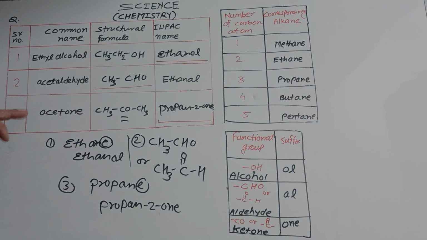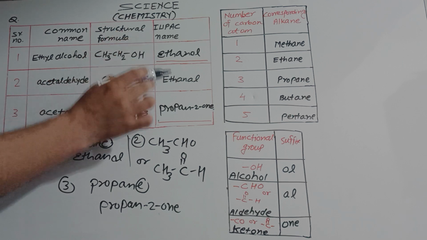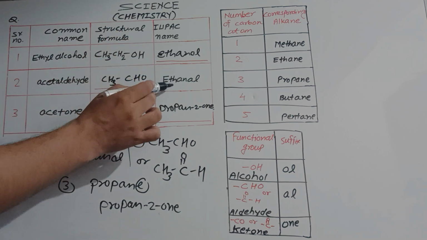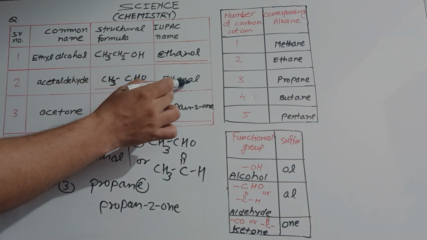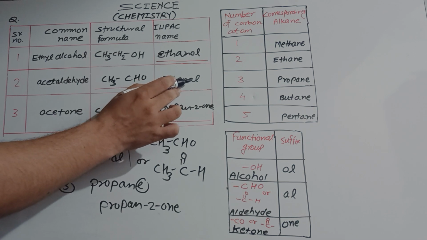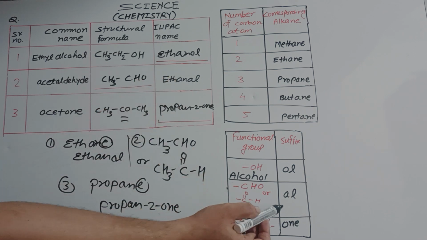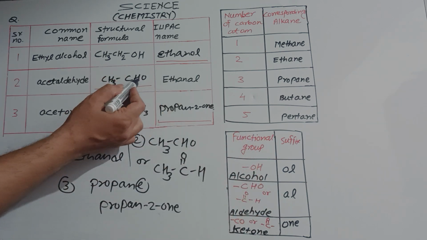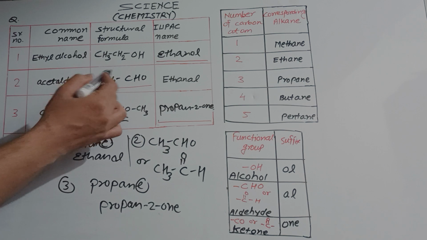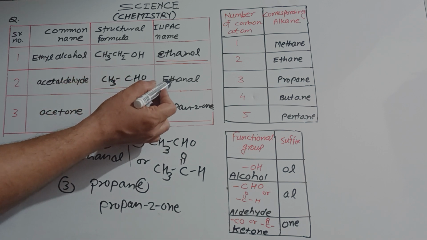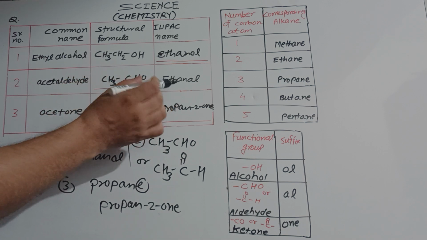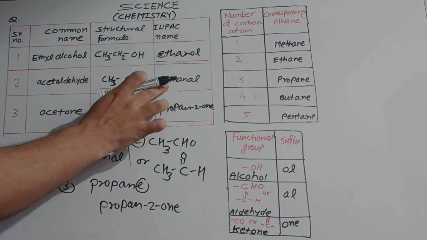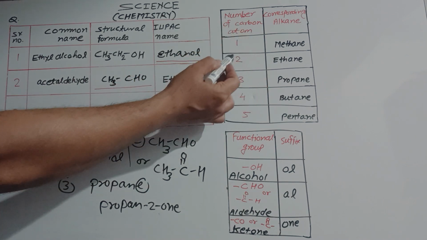Then the next one, for acetaldehyde we have to write the structural formula. The IUPAC name is given here, ethanal, so the suffix is given, ending with AL. For the suffix AL, the functional group is aldehyde, so we'll write the CHO group. Then 1 methyl group we will write, because there are 2 carbon atoms, as in the IUPAC name you can see the corresponding alkane is ethane. So for ethane, 2 carbon atoms.